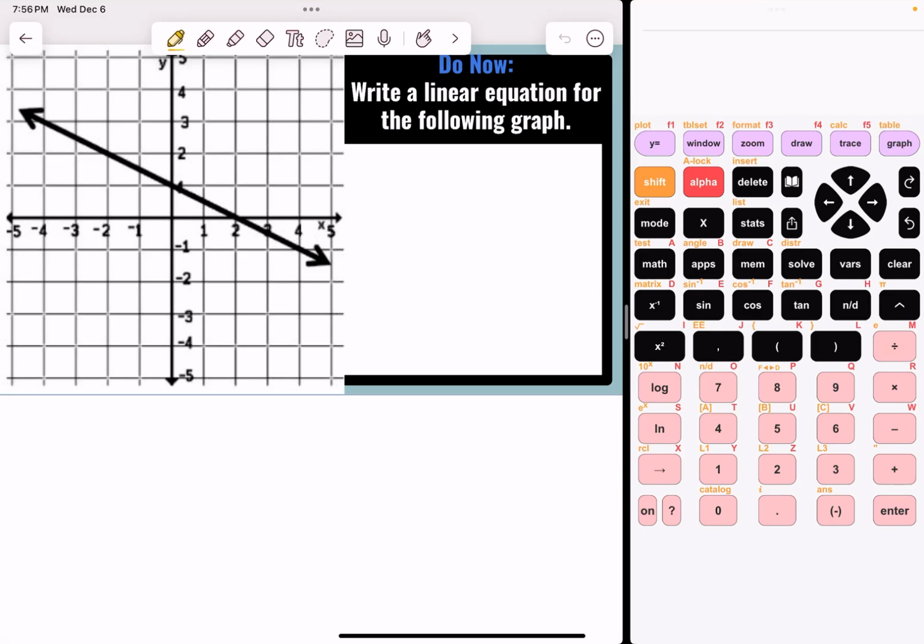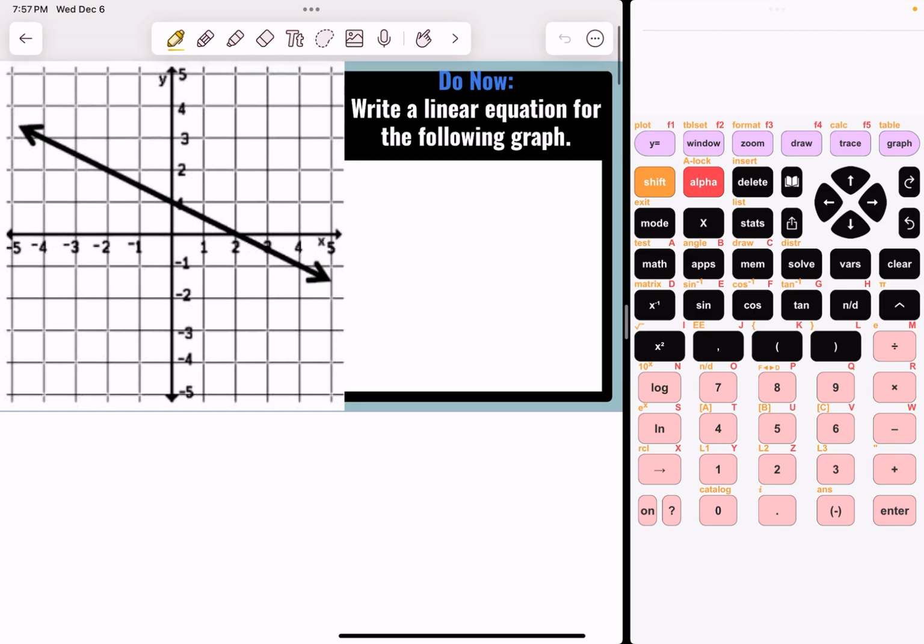Hello. In our previous lesson, we were learning how to write equations when we are given a graph or when we were given the y-intercept and the slope. So when we weren't given the y-intercept or the slope, we used the graph to find those two key features, and then we wrote the equation of a linear line where we use the equation y equals mx plus b. So that is what we are going to practice right now in the do now.